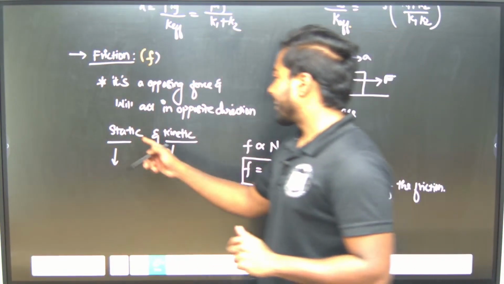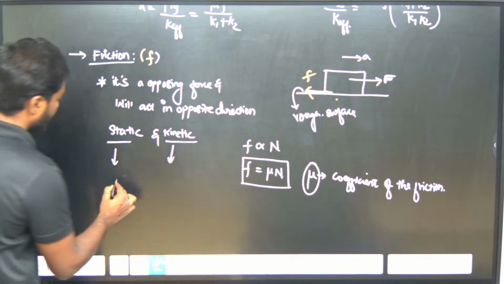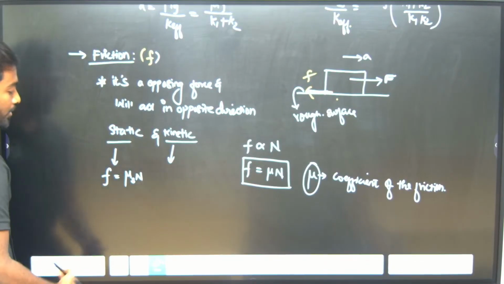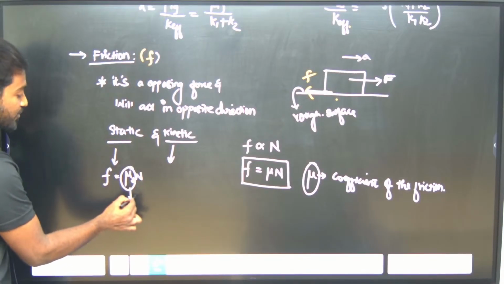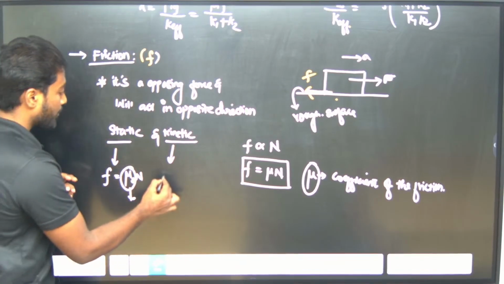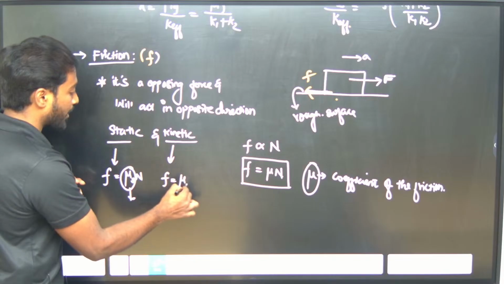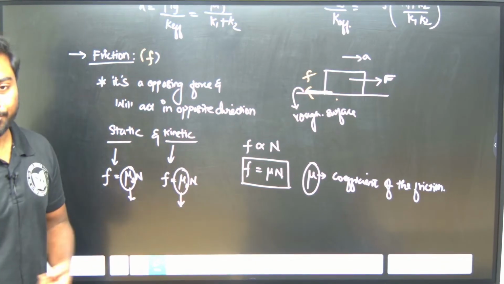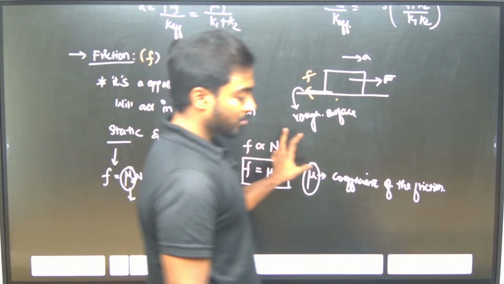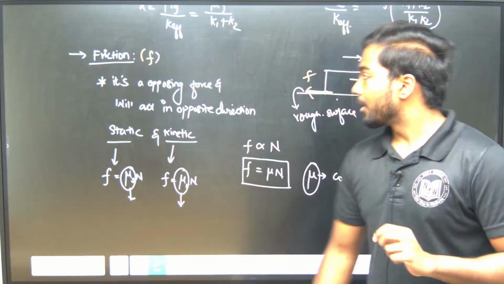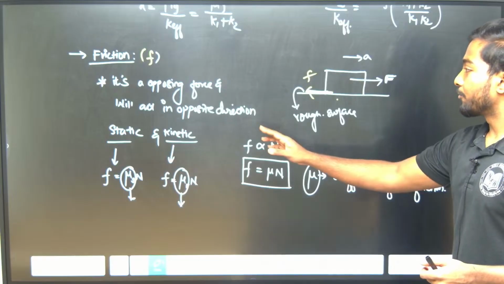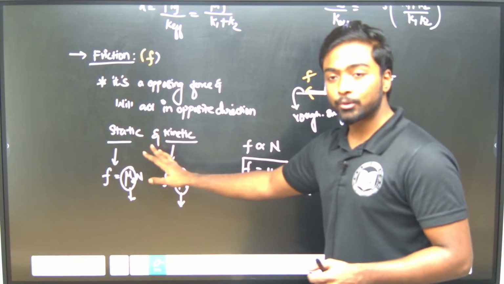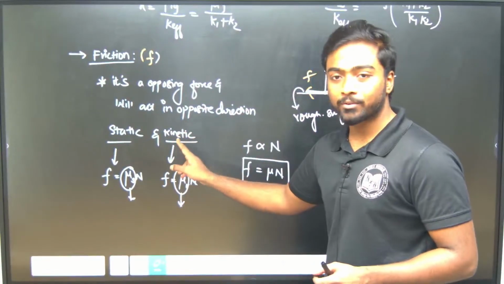And static friction is denoted by F is equal to mu s N, where mu s is the coefficient of static friction, and F is equal to mu k N, where mu k is the coefficient of kinetic friction, right. So, this is a glance at friction. It is an opposing force that acts in the opposite direction, and there are two types of friction we are going to see, one is static and the second one is kinetic.